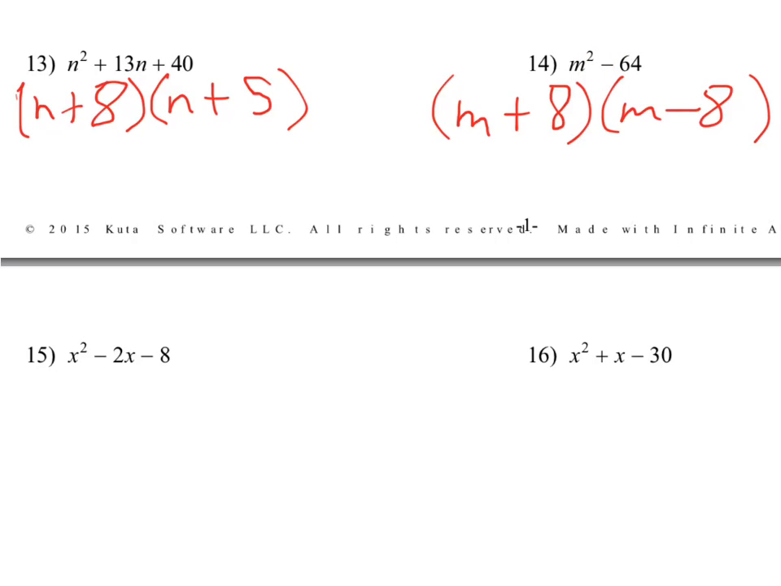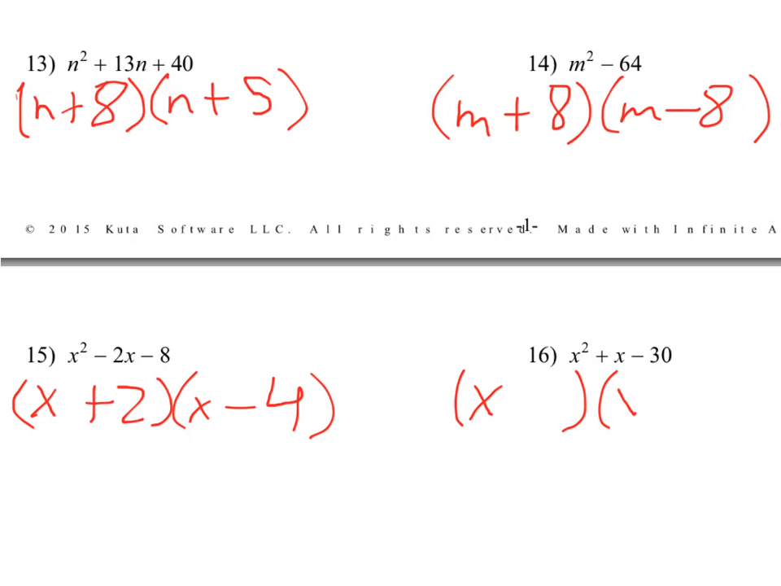Let's do 15 and 16. X is going to be in both of these. Since this guy is negative, one of the factors is going to be positive, the other one's going to be negative. And think of things that multiply together to give you 8. That's 4 and 2, or 8 and 1. Well, if you had a bigger 4 than a 2, you could have negative 4 and a positive 2. If you add those together, you get negative 2, so that gives us the middle term of the original thing there.